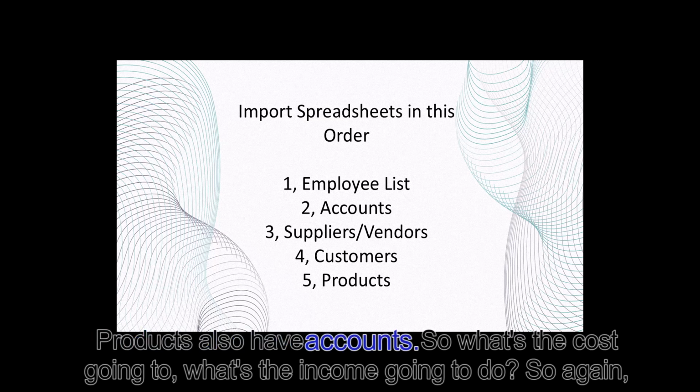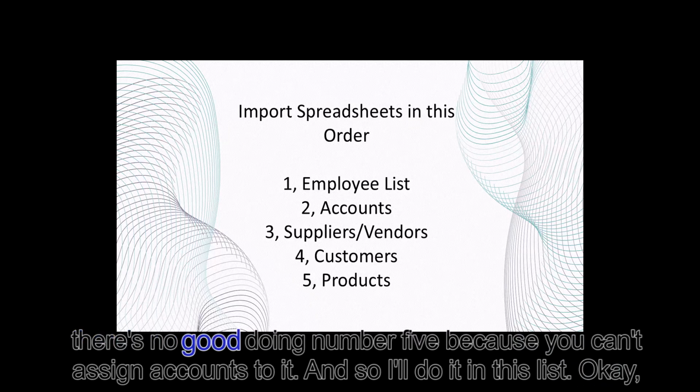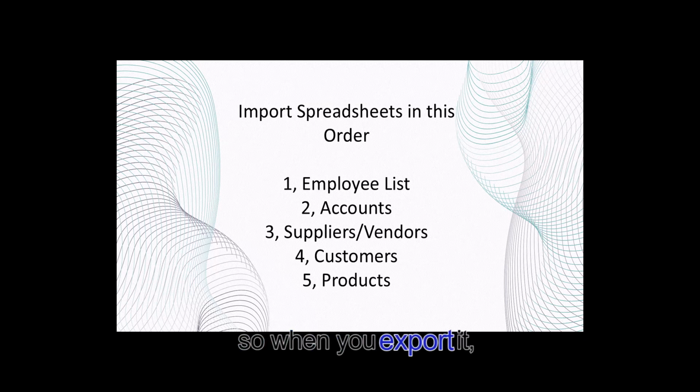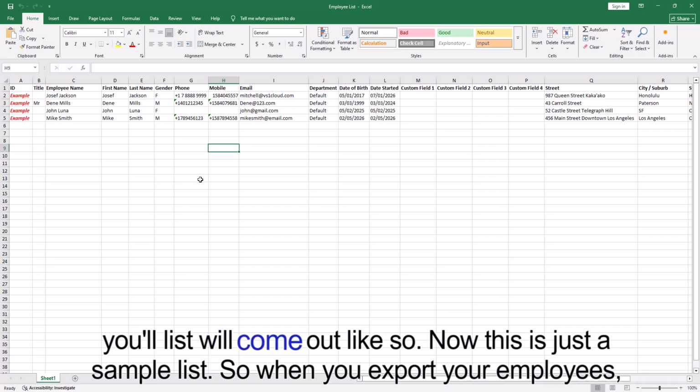Products also have accounts. So what's the COGS going to? What's the income going to? So again, there's no good doing number 5 first because you can't assign accounts to it and so on. So do it in this order. Okay. So when you export it, your list will come out like so.